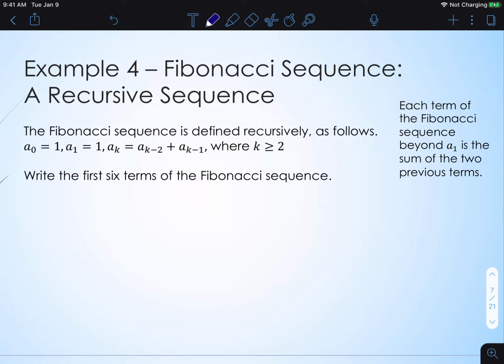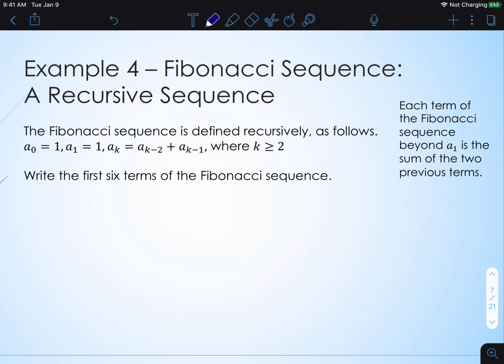Look at my sentence on the right there. It says exactly the same thing, only in English words. Each term of the Fibonacci sequence beyond a sub 1 is the sum of the two previous terms. So since the first two terms of the Fibonacci sequence are 1 and 1, then a sub 2 is going to be 2. And so, write the first 6 terms of the Fibonacci sequence.